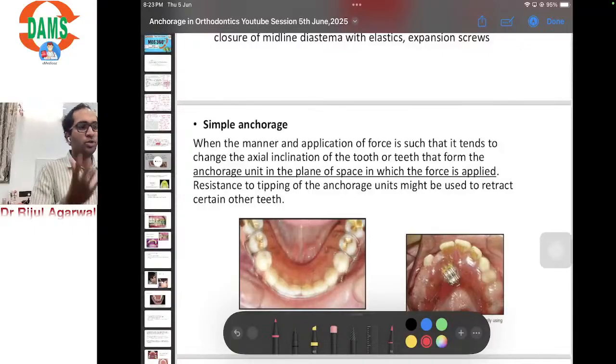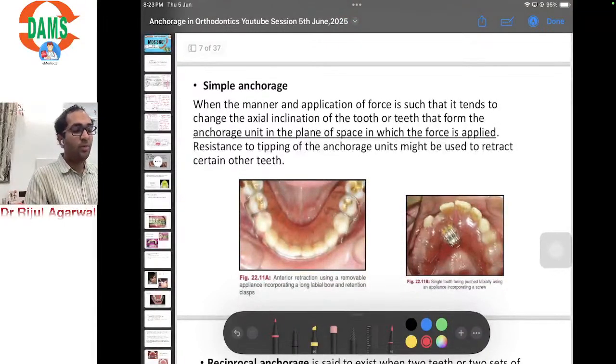Generally students in my class ask, why sir, why are we discussing definitions when it's an MCQ based exam, not a theory exam? A direct definition was there and you were asked to identify the type of tooth movement happening. So moving ahead, simple anchorage: when the manner and application of force is such that it tends to change the axial inclination of the tooth or teeth that form the anchorage unit in the plane of space in which the force is applied.